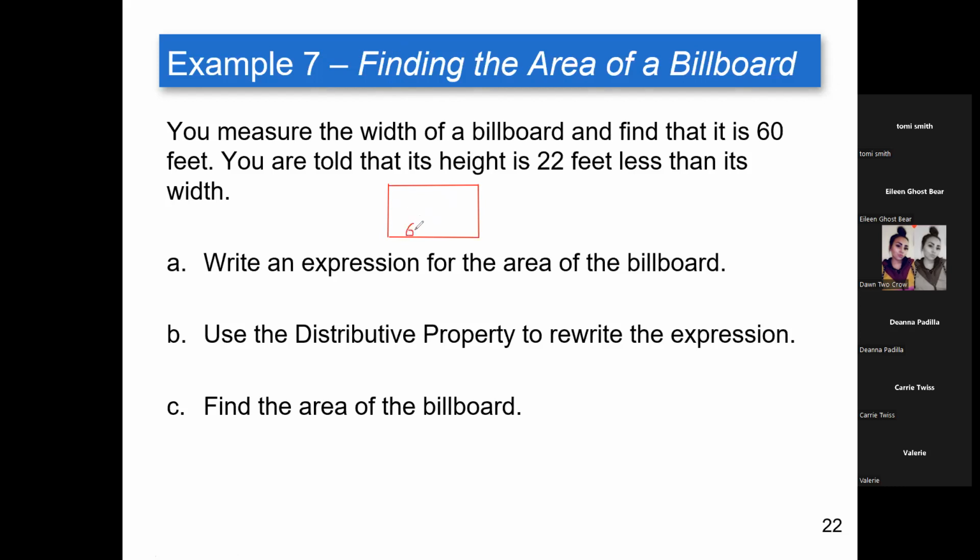With story problems, there's lots of ways to make sense of them. 60, I'll just do this for feet. And you're told that its height is 22 feet less than its width. So the height is going to be the width less 22 feet less than that. So 38.